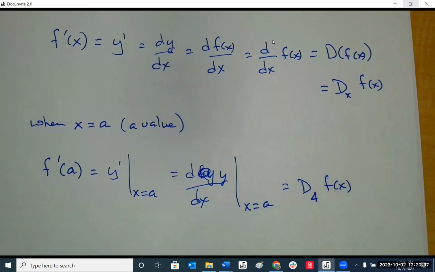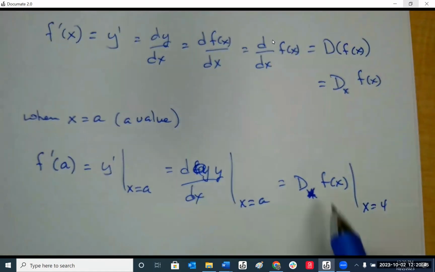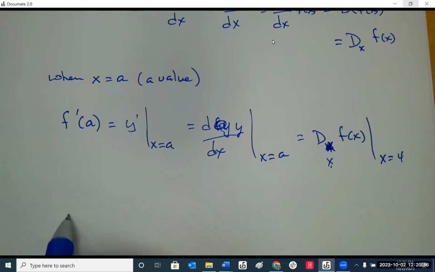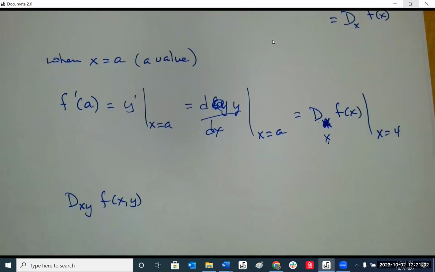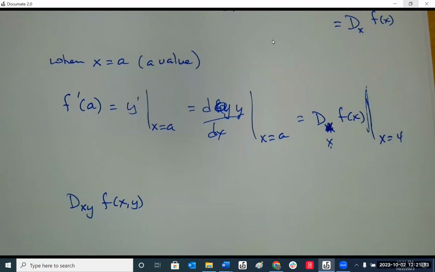d dx of f of x at 4, or you leave that as x and just put x equals 4. It's much safer to leave it as x, because this tells you that I'm differentiating with respect to x. Because later on, we can differentiate with respect to x and y. So this line here just tells us the value of x.